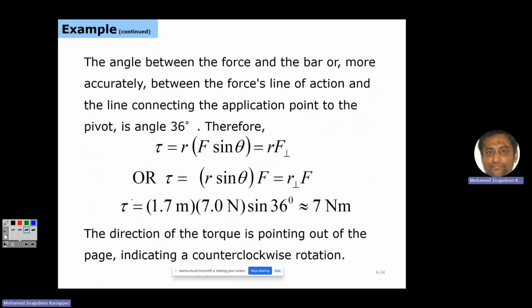So if I summarize everything, the torque, actually the magnitude, you can say this, or you can say the torque is equal to this, which is the perpendicular distance of the force to the pivot point. Sometimes in certain questions, it's easier to find the perpendicular distance than the perpendicular component of the force. So that becomes useful in that case.